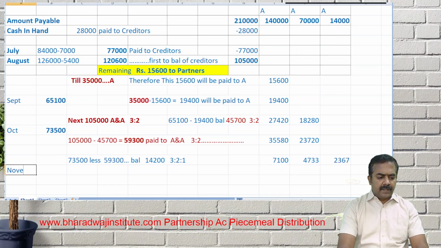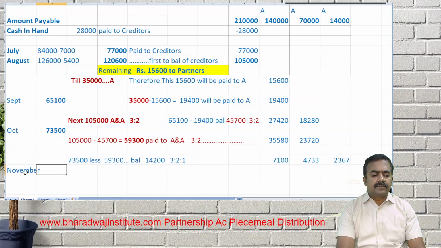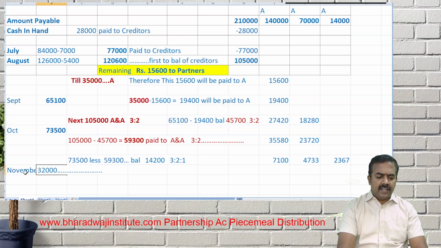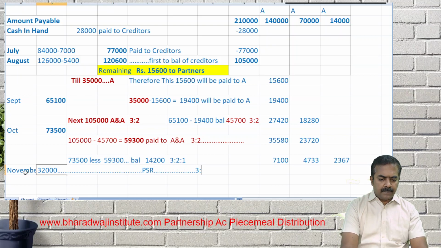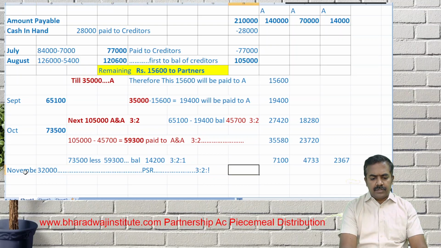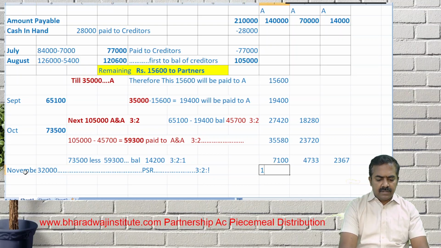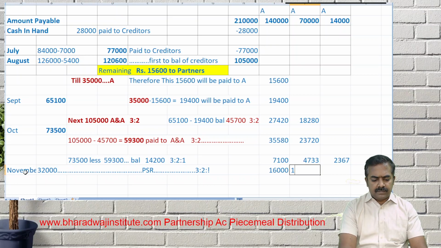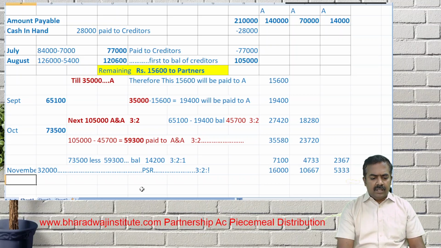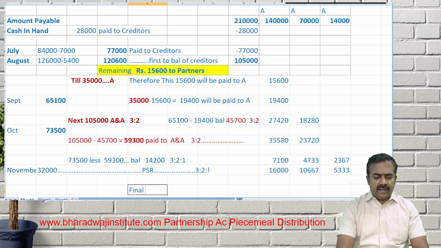Then look at November month. November month, what is realized? Net amount? 32,000. In what ratio do we distribute? Any balance in which ratio? Profit sharing ratio, 3:2:1 ratio. If we put it in 3:2:1 ratio, what do we get? 16,000, 10,667, 5,333. Now that is all the realization. How do we work out the final unpaid balance?